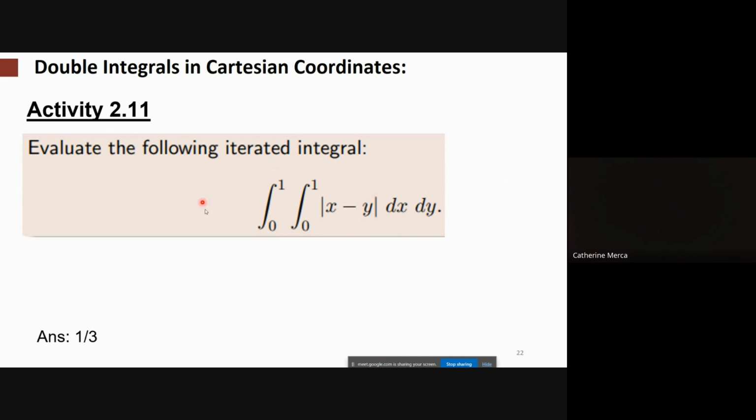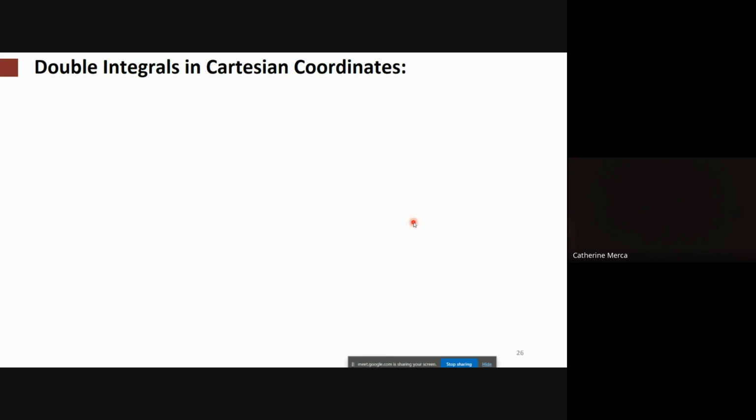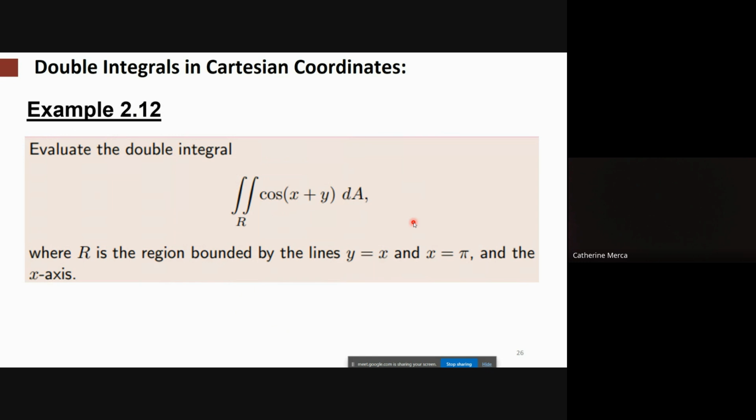What I need is the solution of this one. Example 2.12. You are to evaluate the double integral of cosine of x plus y dA, where R is the region bounded by the lines y equals x and x equal to pi and the x-axis. So y equals x is a line that slants upward to the right. X equal to pi is approximately 3.14 on the x-axis, and it looks like a triangular region bounded by these lines.